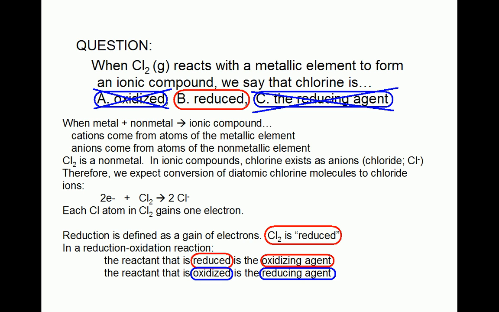Metallic elements tend to be good reducing agents because they tend to be readily oxidized. That is, their atoms tend to be oxidized, becoming positive ions. On the other hand, nonmetals like chlorine are good oxidizing agents. Their atoms tend to be reduced, becoming negative ions.